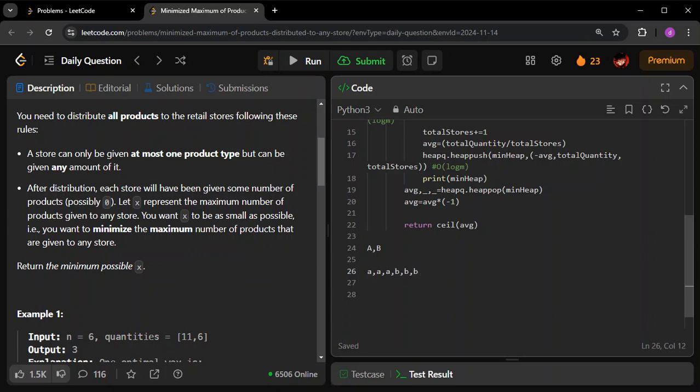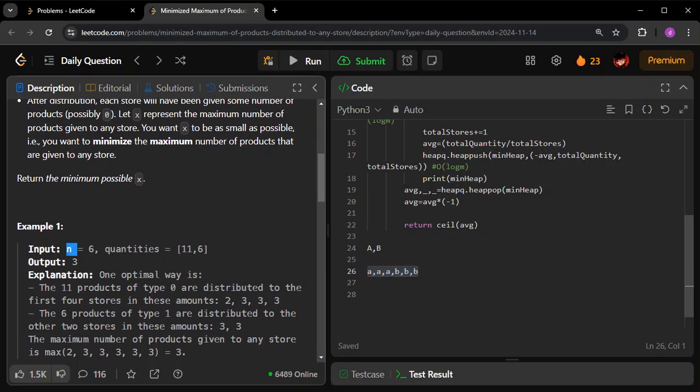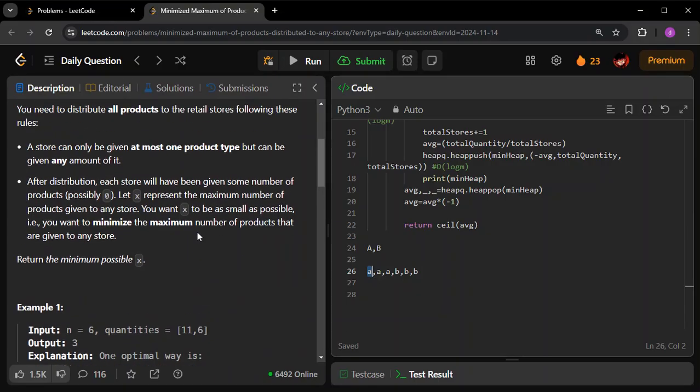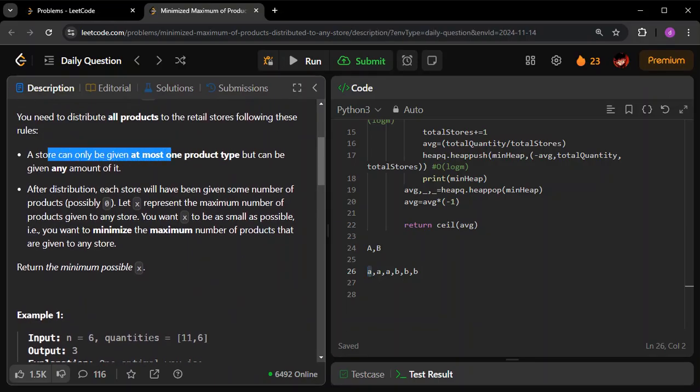The idea here is, since you have given A to this particular store, total stores are how many? There are 6 stores. In the question also we have 6 stores, right? But remember one thing: once you have given A to a store, you cannot give type B to that store. A store can only be given at most one product type. That can be given in any amount. Here I've just mentioned the type, not the actual amount. Once a type of product is given, you cannot give any other product type, as simple as that.